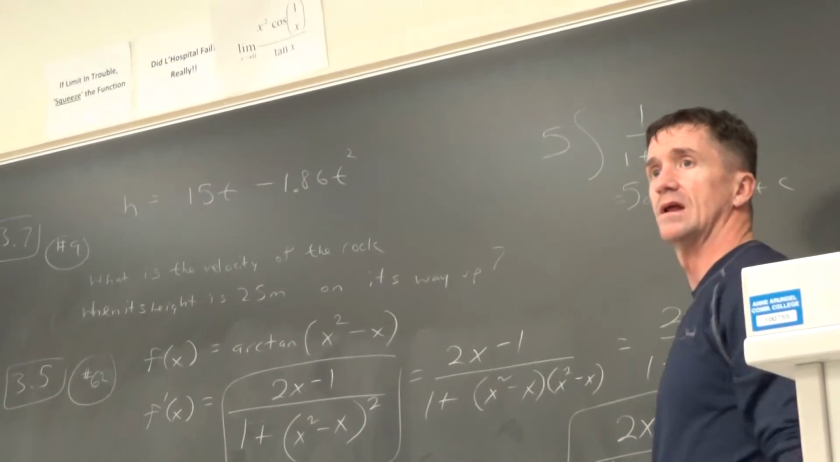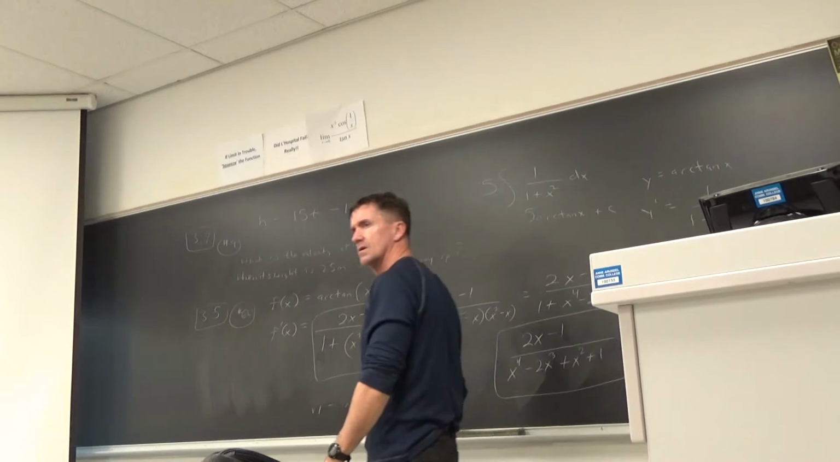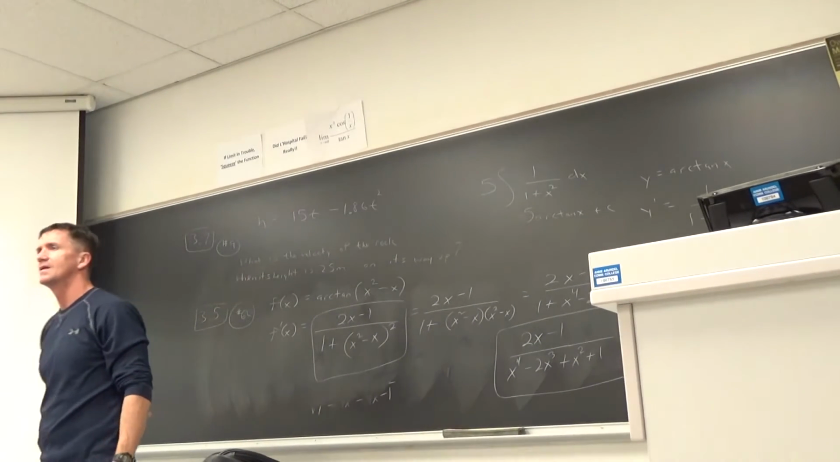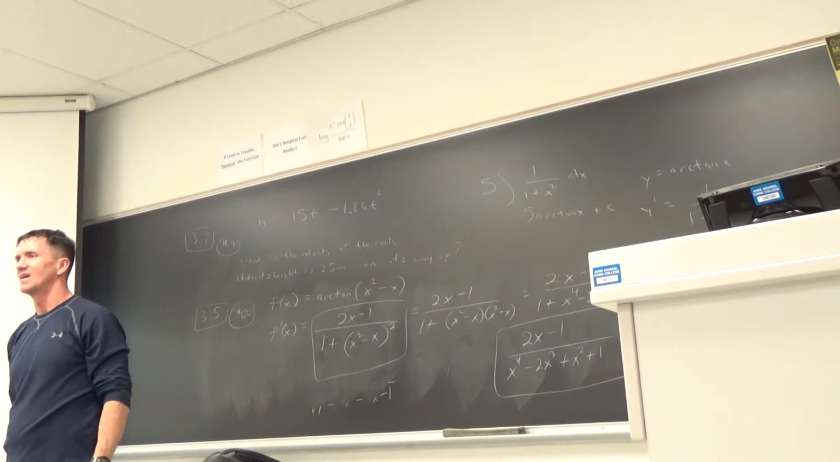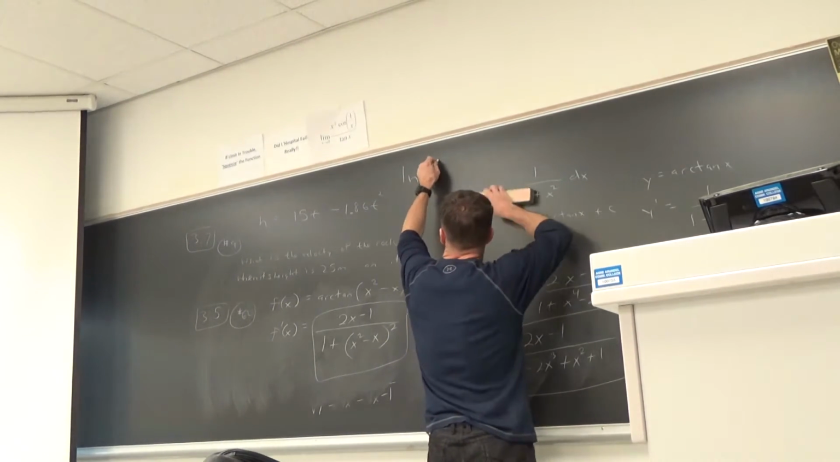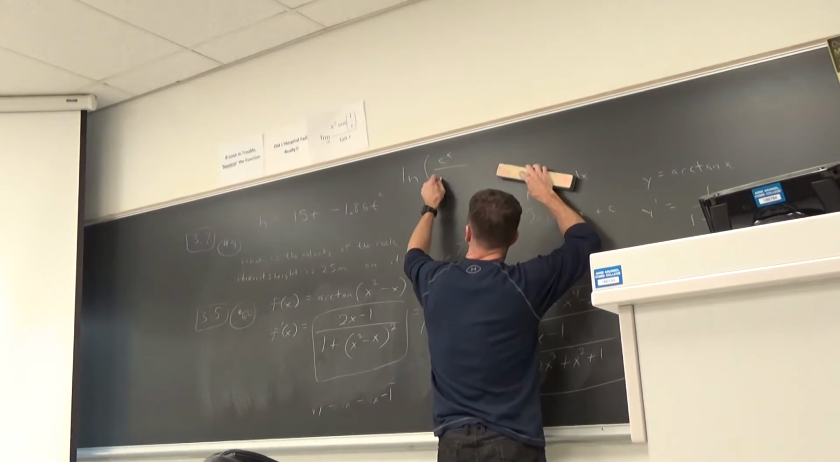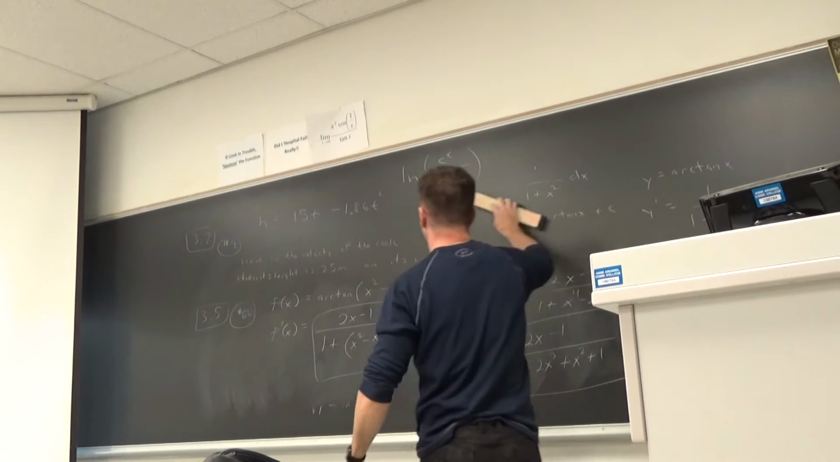It's a great one. Any others? I had a question. It's not from the textbook, it's from a review book. The problem was find the derivative of natural log of e to the x over e to the x minus 1. Yeah. All right, let's do it.